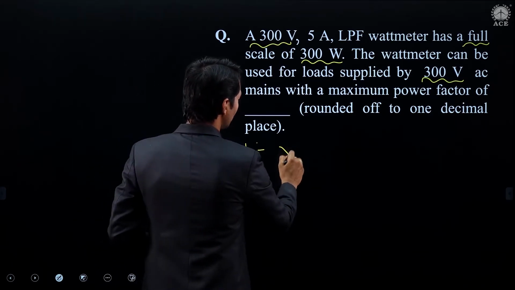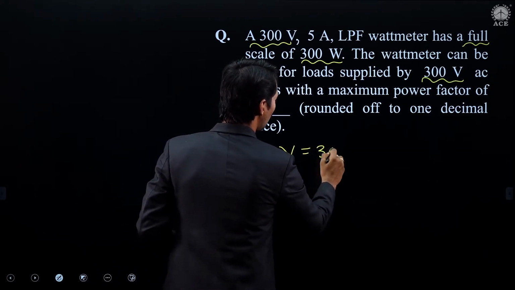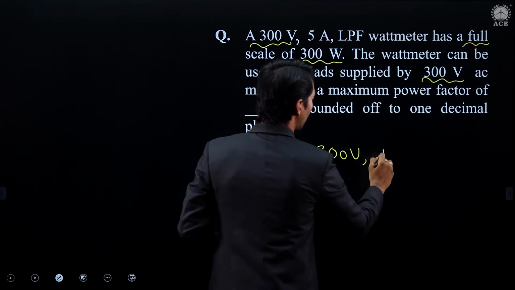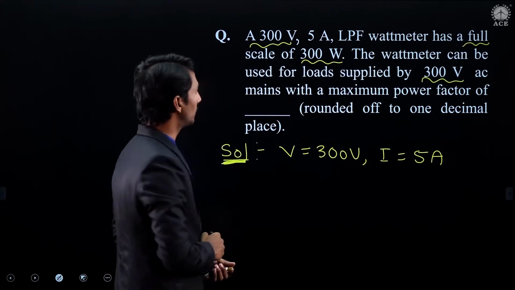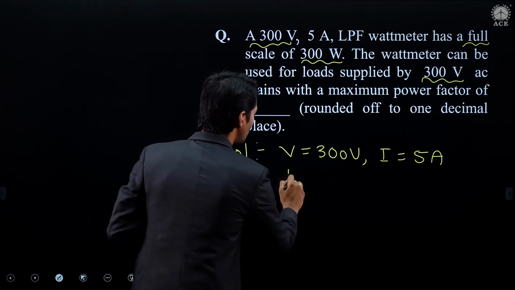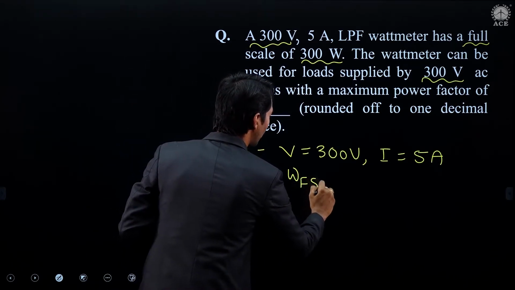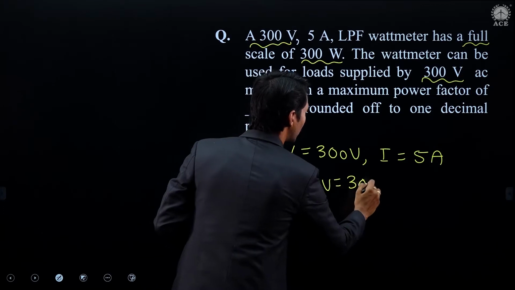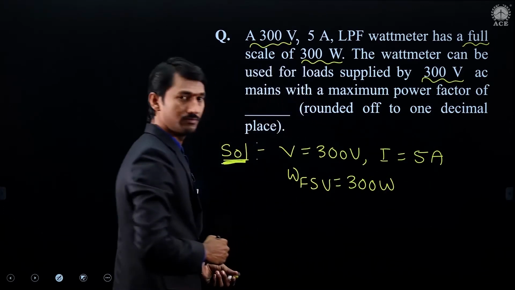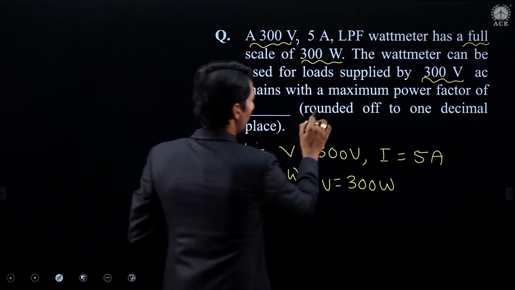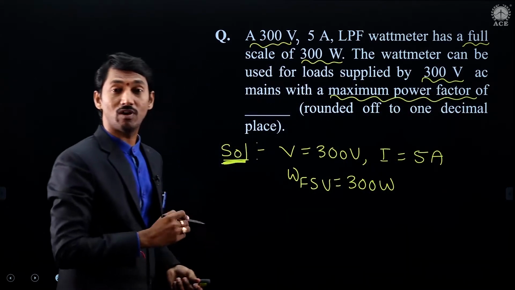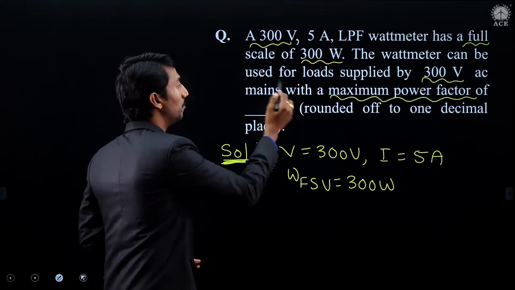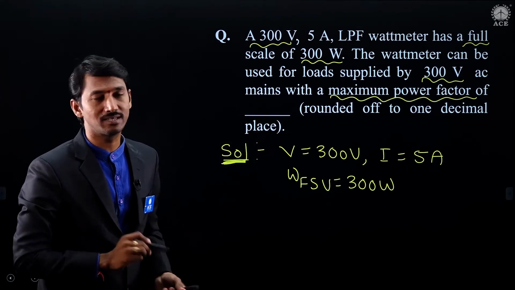Voltage is 300 volt. Current is 5 amperes, right? Now, what is the full scale value? The full scale value of W is 300 watt. What he is asking is, what will be the maximum power factor we can measure with this corresponding device?